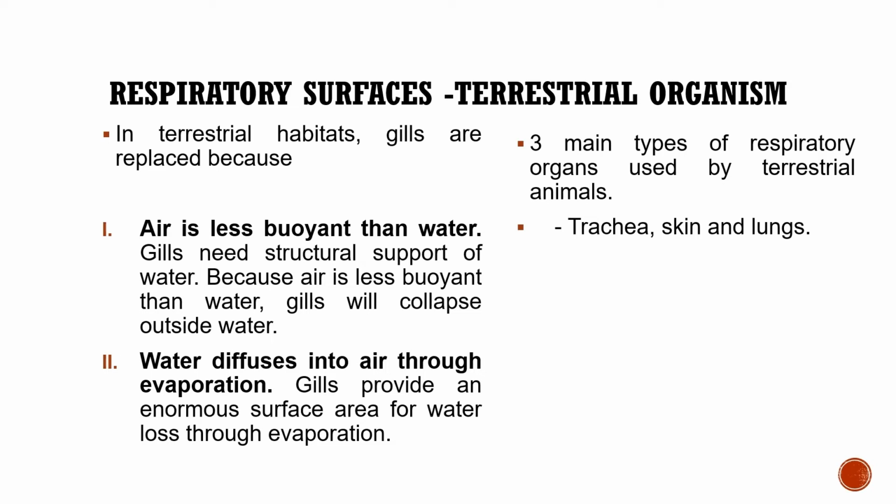Number two, water diffuses into air through evaporation. Gills provide an enormous surface area for water loss through evaporation. So, there are three main types of respiratory organ used by terrestrial animals, which are trachea, skin, and lung.